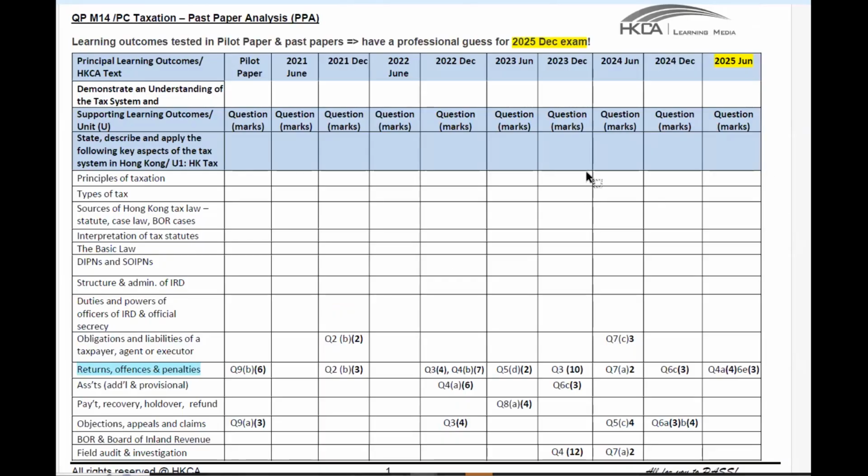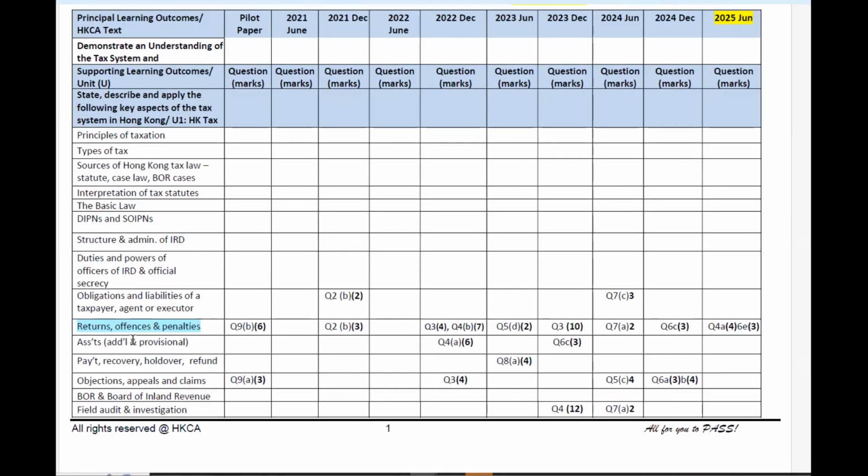The reason I want to show you this is so that you observe which are the frequently examined topics. And you focus on the hot topics, the 8 topics I have just mentioned. Here we have sufficient questions and answers to practice, but you choose those frequently asked and related to the hot topics. So now let us check, for example, 2005 June. We were tested on returns, offense, and penalties. This one.